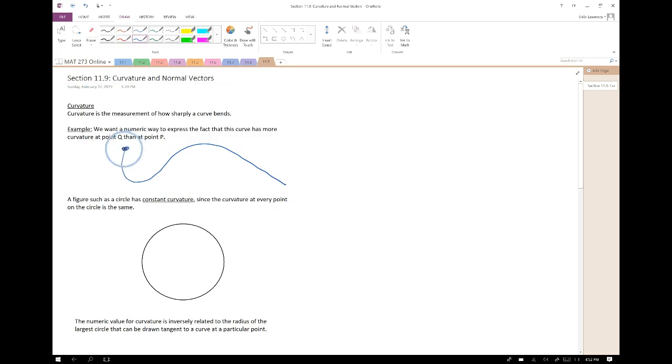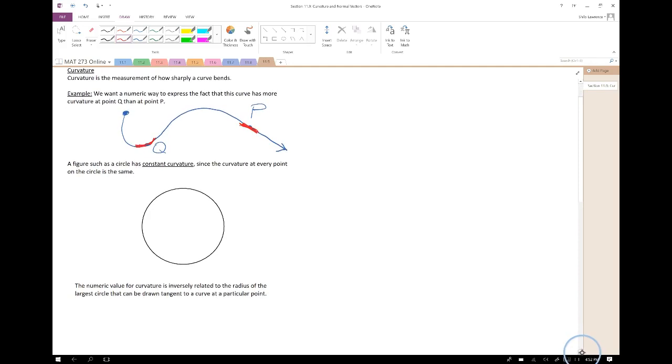So let's say this is our curve, and here's point P, and here's point Q. There's definitely more curving going on here at point Q than there is at point P. At point P, it looks like it's nearly a straight line, and at Q, we at least have a little bit of a curve. So we want a numeric way to express that, and that's what curvature is going to do for us.